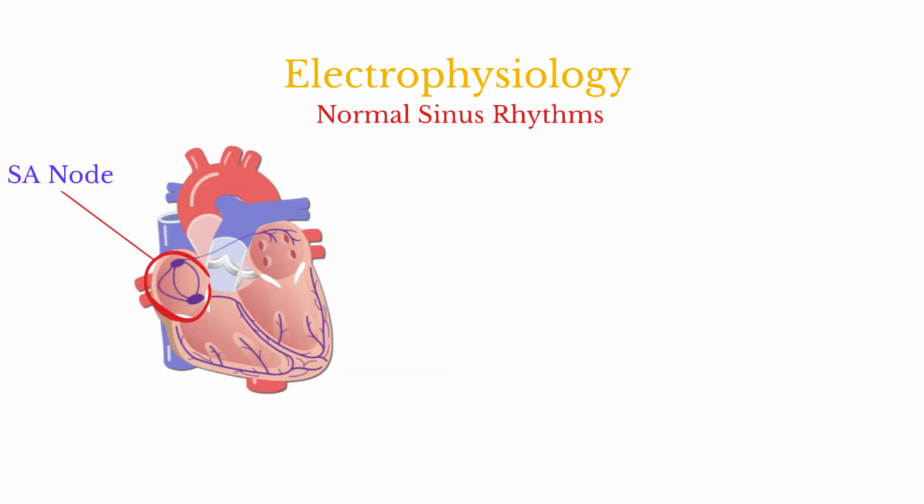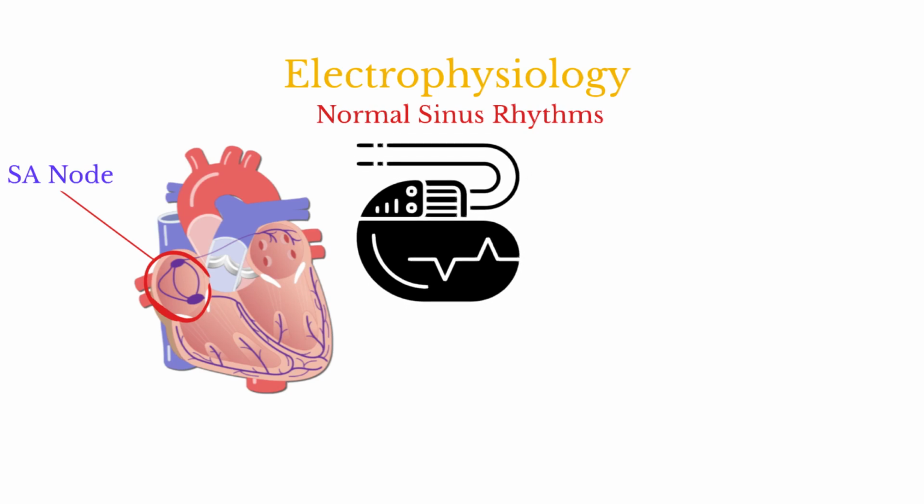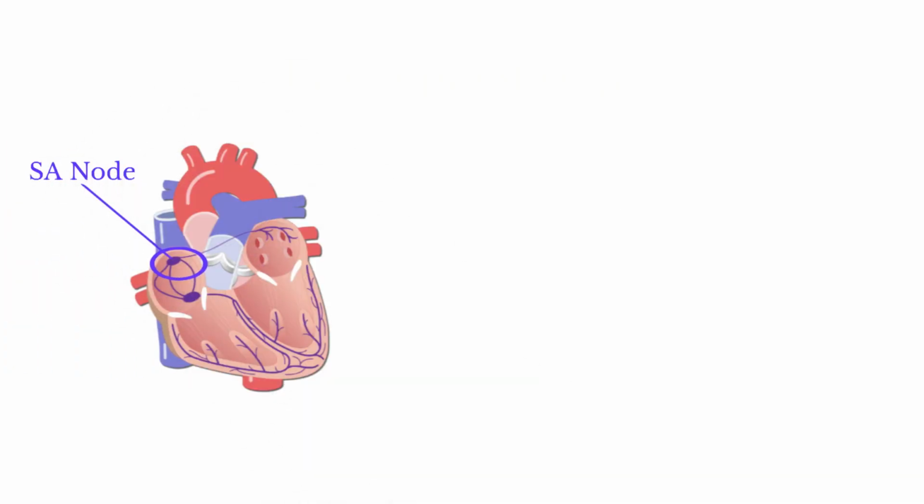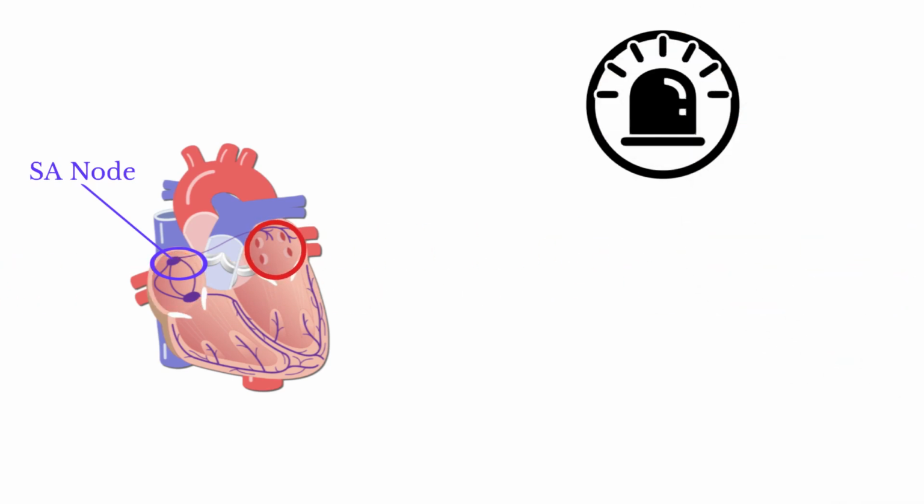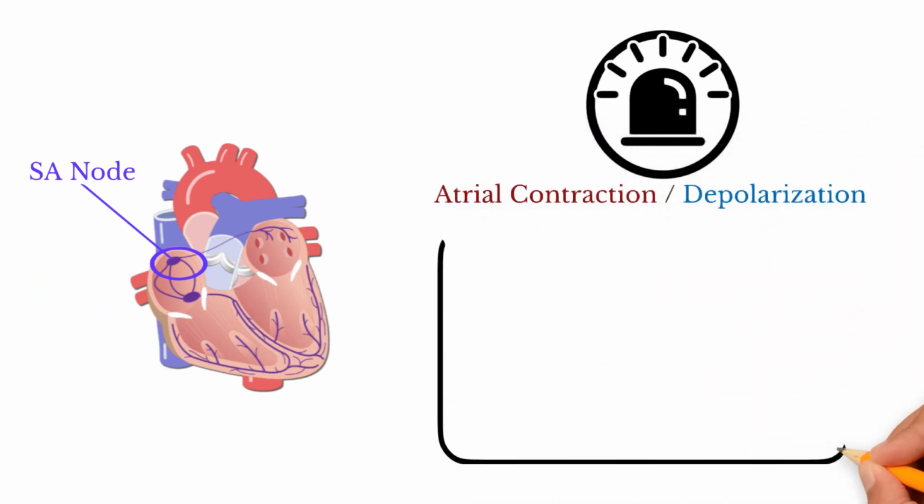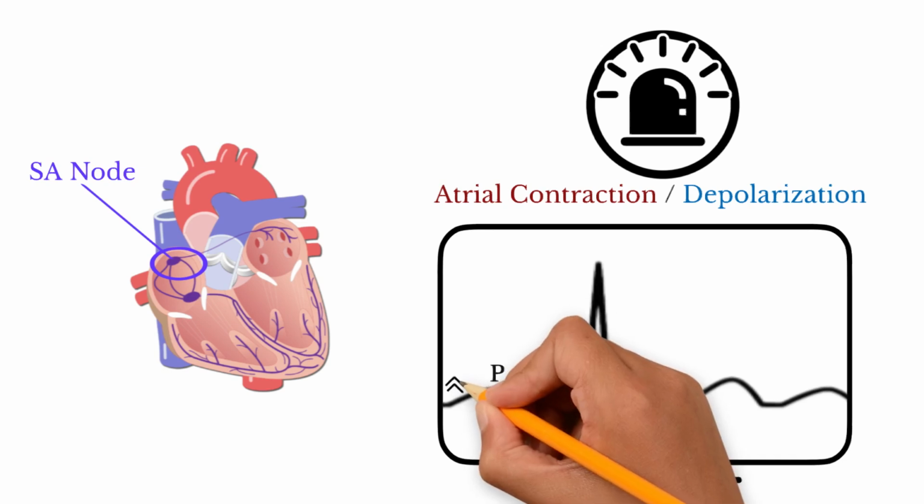Remember the SA node from our previous tutorial. It is the natural pacemaker of the heart. The impulse conduction for a normal sinus rhythm starts from there. When the SA node located in the upper part of the right atrium fires, it triggers both atria to contract, emptying their contents into the ventricles. This is called atrial contraction or depolarization, and it is represented by the P wave. The P wave on the normal sinus rhythm strip is slightly raised.